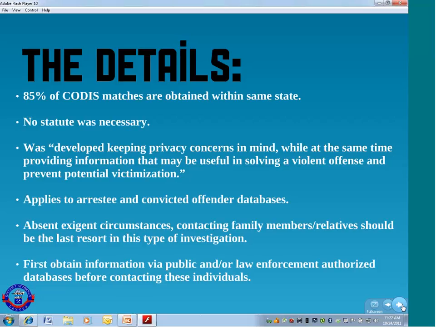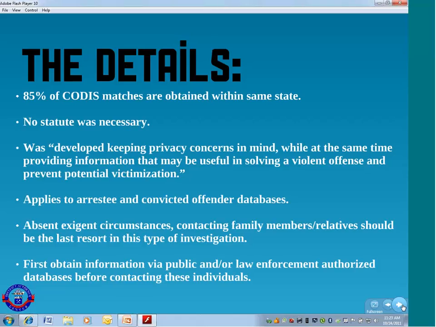We determined, based on our DNA statute, that no statute change was necessary. We developed our policy, keeping in mind privacy concerns at the same time trying to use this important tool to solve violent offenses and prevent future victimization. It applies to both the arrestee side of our database as well as the convicted felons.